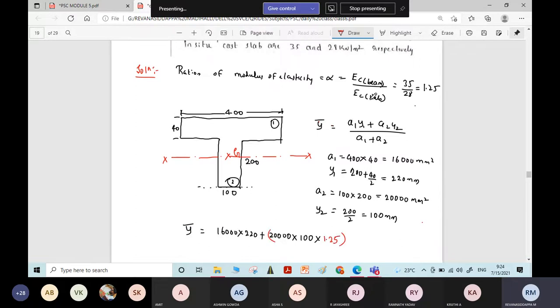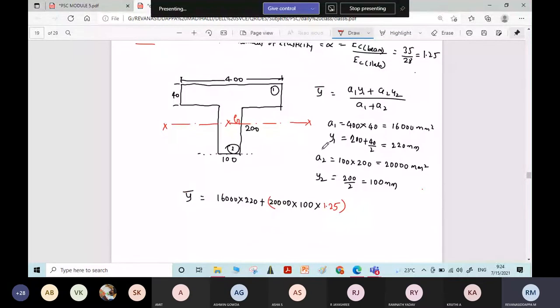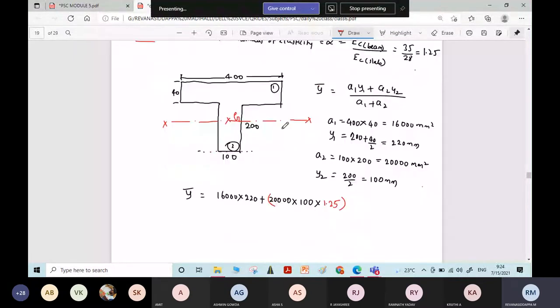Therefore, for the slab, no issues. For the beam, EC beam equals 1.25 times EC slab. That is why, while substituting the values for the slab, you need to multiply by 1.25. This is important, remember. When different moduli of elasticity are given, you need to multiply by the ratio of Young's modulus of concrete of the beam to that of the slab. This is the important step.